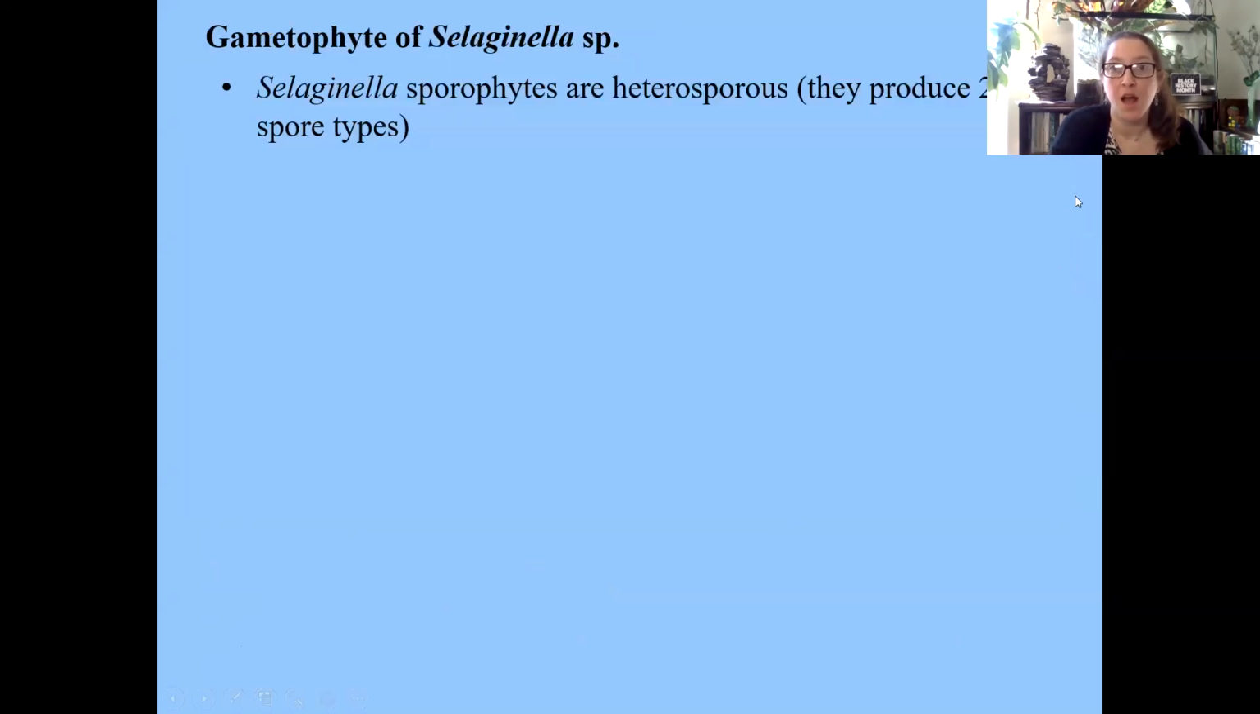Pretty cool. All right, so we do have to talk a little bit about this heterosporous thing. All the plants we've looked at so far in this course have been homosporous, meaning the sporophytes only produce one type of spore. But Selaginella is heterosporous, meaning that it produces two types of spores. And when you have two types of spores, you have microspores and megaspores.